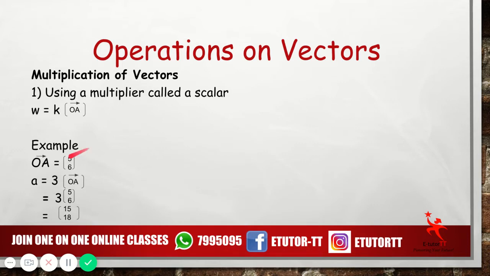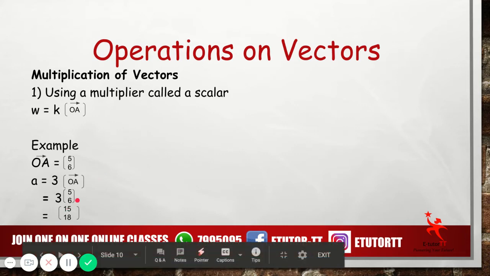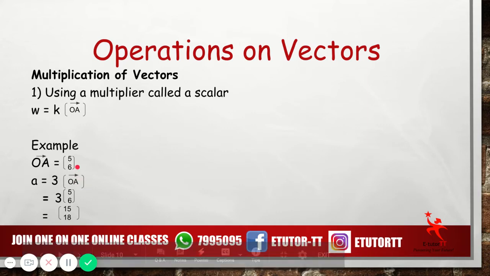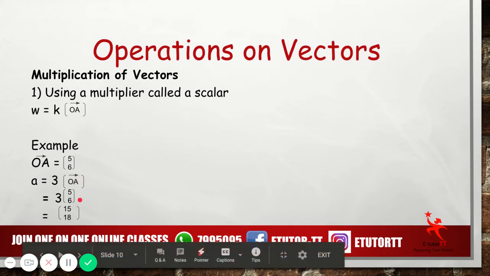For example, vector OA equals 5, 6. If A is equal to 3 times vector OA, that means A is equal to 3 times 5, 6. So just replace vector OA by what was given, which was 5, 6. And now you multiply the scalar by x and y. So you go 3 times 5 is 15, 3 times 6 is 18. Therefore, A is equal to 15, 18.